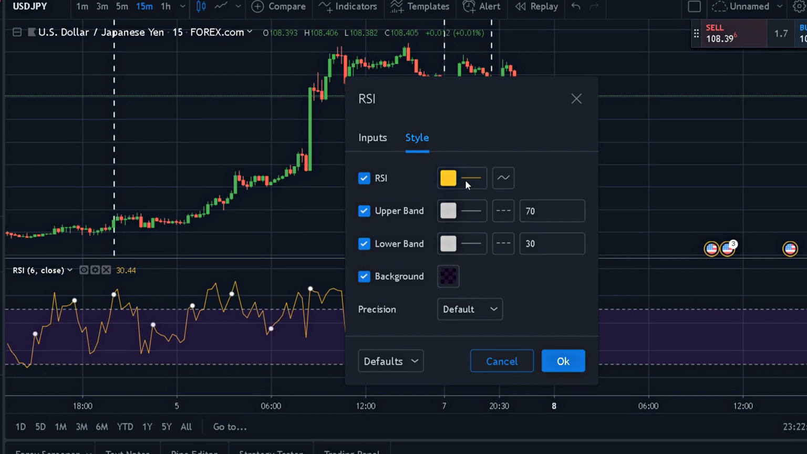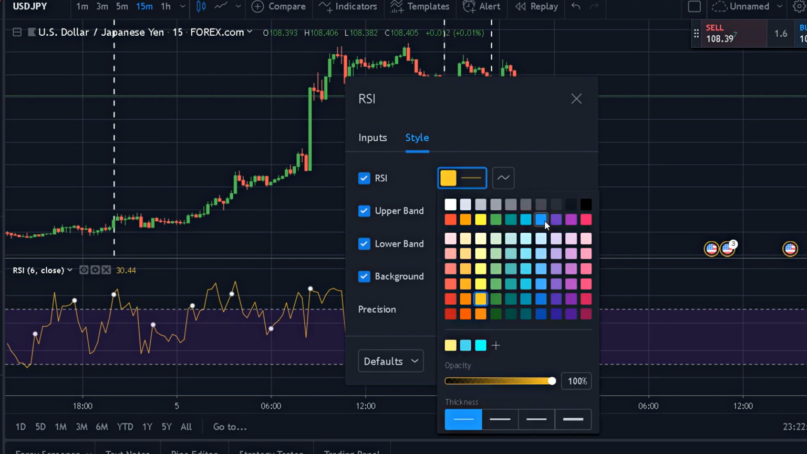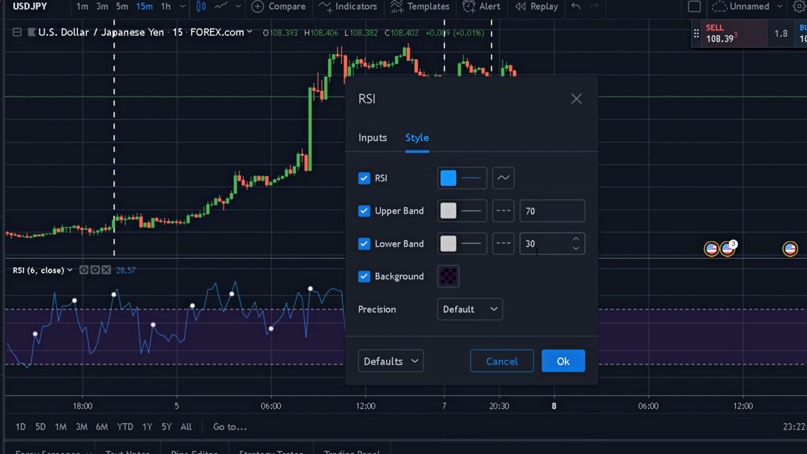I'm just going to change this. I don't know why this is orange. I usually have mine blue, but this is in my account, so this is actually a default account. But you're going to change your upper band to 70 and your lower band to 30. What these two are is, the upper band is going to be when the market is getting into that overbought zone, and the lower band is pretty much when the market is getting into the oversold zone.